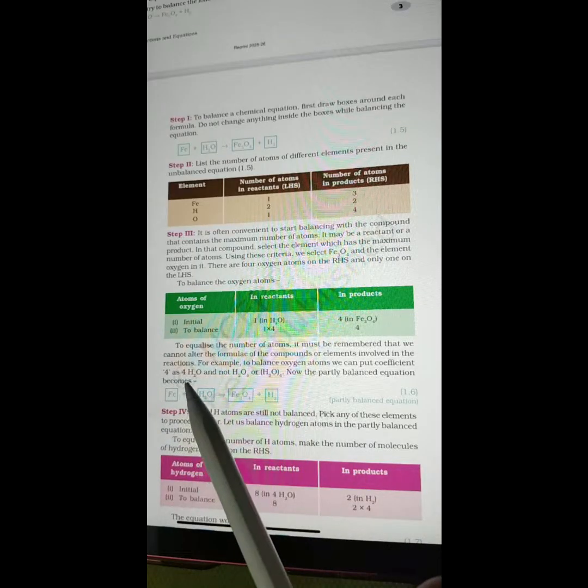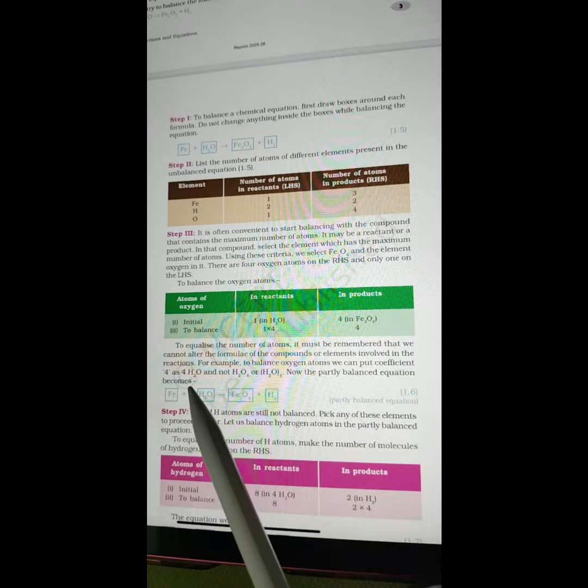To equalize the number of atoms, it must be remembered that we cannot alter the formula of the compounds or elements involved in the reactions. For example, to balance oxygen atoms, we can put coefficient 4 as 4H2O and not as H2O4 or H2O to the power 4. Now the partly balanced equation becomes Fe plus 4H2O is equal to Fe3O4 plus H2.